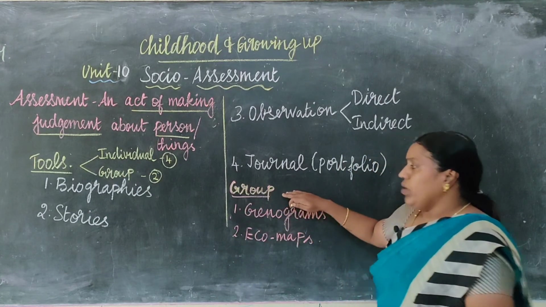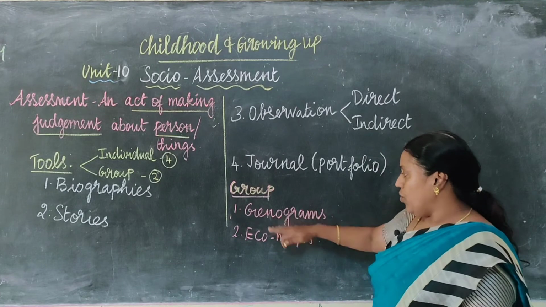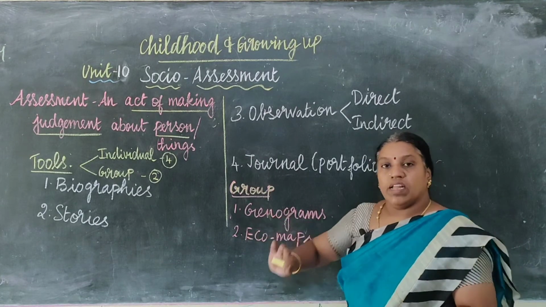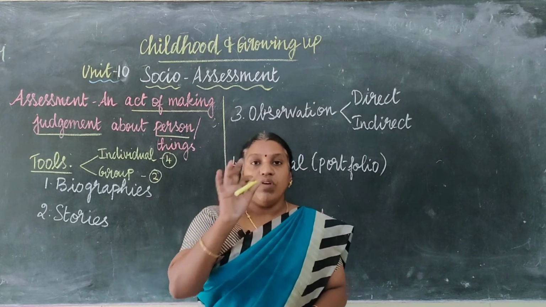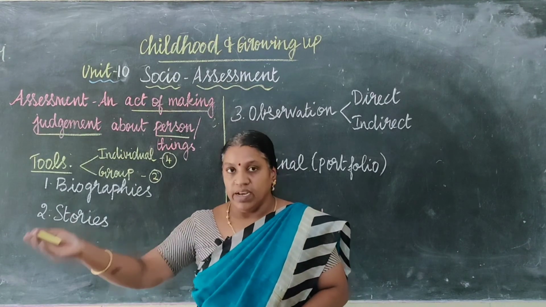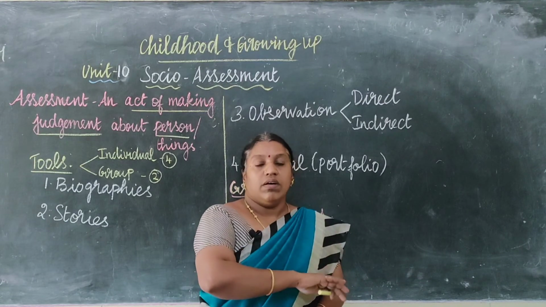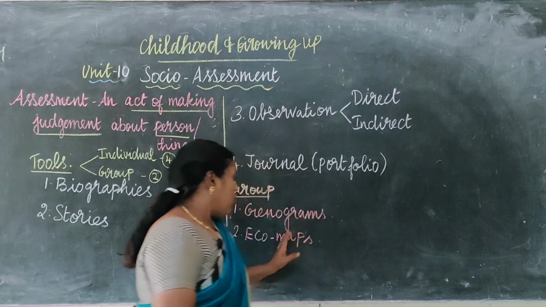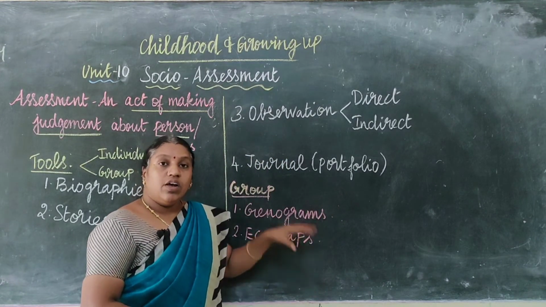And then to estimate the behavior of a group, we have 2 tools. One is called a genogram. The second one is an ecogram. A genogram is a map, a diagram from which we are able to analyze the behavior of the individual, how he is related with his family, with the society, his workplace, and with his friends and relatives, everything. So through the genogram and ecogram, we are able to analyze the social behavior of the individual in a group.